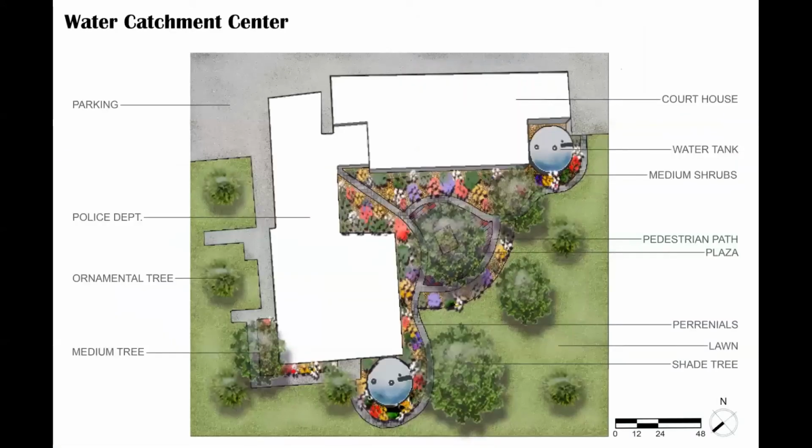This is a water catchment center design located at buildings of great hierarchy, like the courthouse and police department. Elements included are ornamental trees, medium trees, shade trees, perennials, pedestrian path, water tanks, medium shrubs, and plaza.